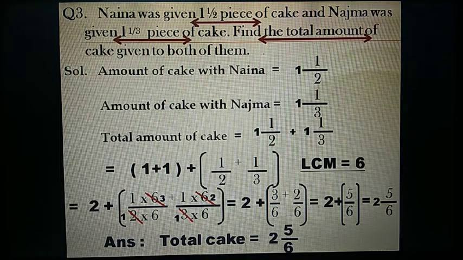Instead of this, you can open the mixed fractions given to you in the question. You can convert them into improper fractions and you can solve the sum. The answer will remain the same.